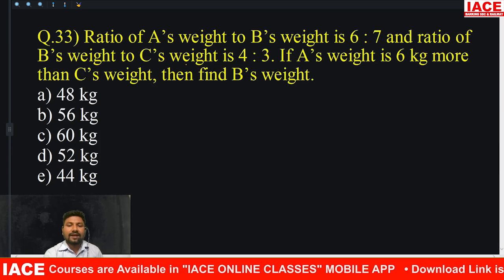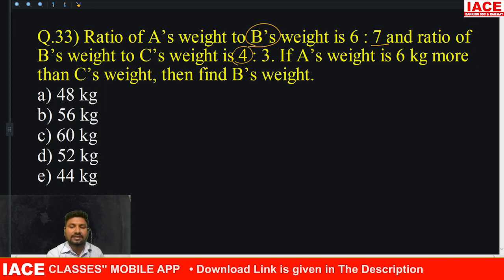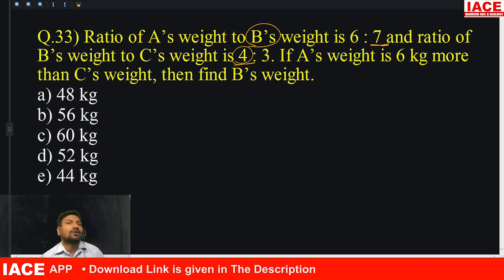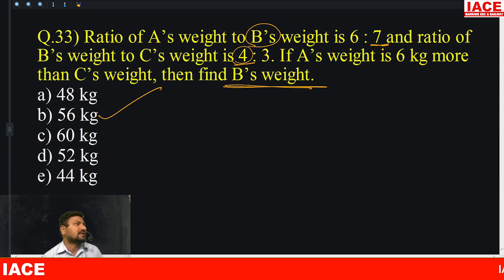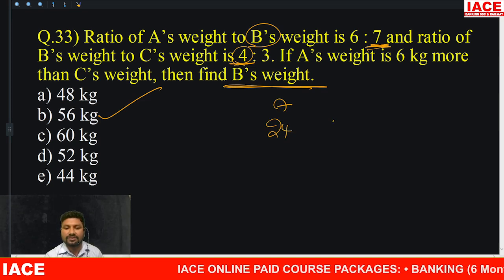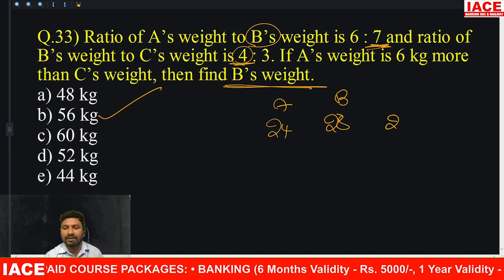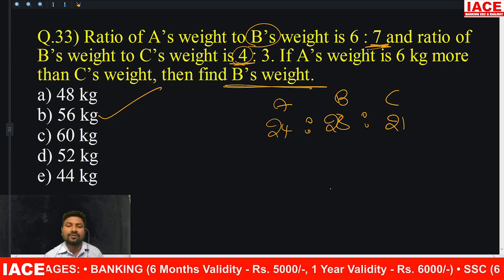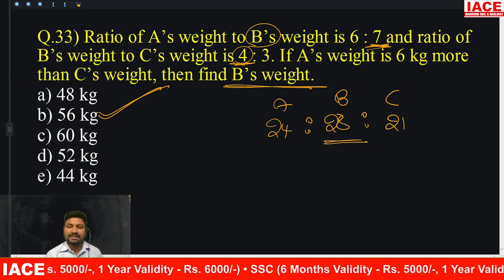The ratio of A's weight is 7 parts and B's weight is 4 parts. 7 and 4, 7 4s are 28. They are asking B's weight, so a multiple of 28 is the answer. Multiple of 28 means which option is there? 56. This is 7 parts, this is 4 parts. If you calculate the ratio also, multiply here: 4 6s are 24, this is A; 4 7s are 28, it is B. And 7 will be multiplied here: 7 4s are 28 and 7 3s are 21, this is C. 24, 28, 21. Then the multiple of 28 is option D. Then 56 kg is the answer.